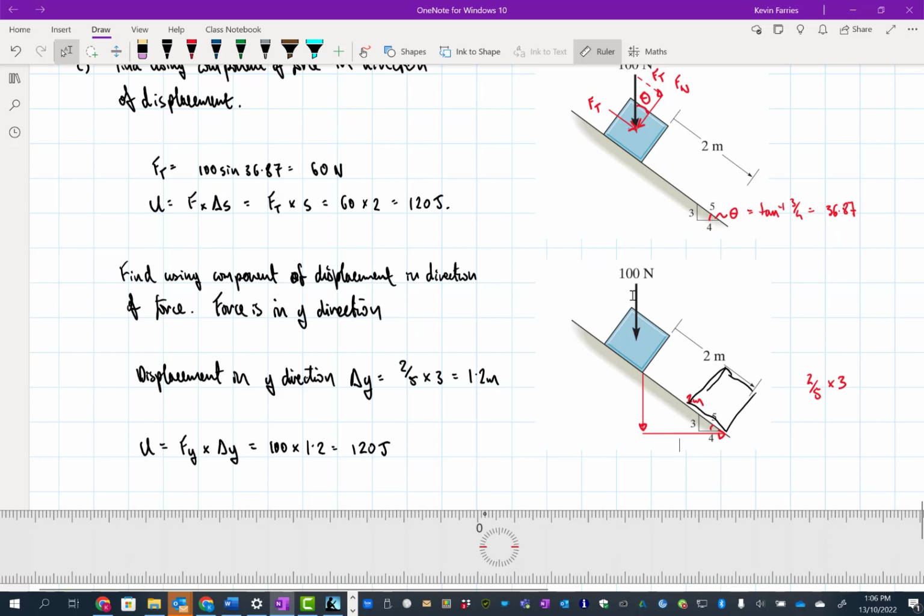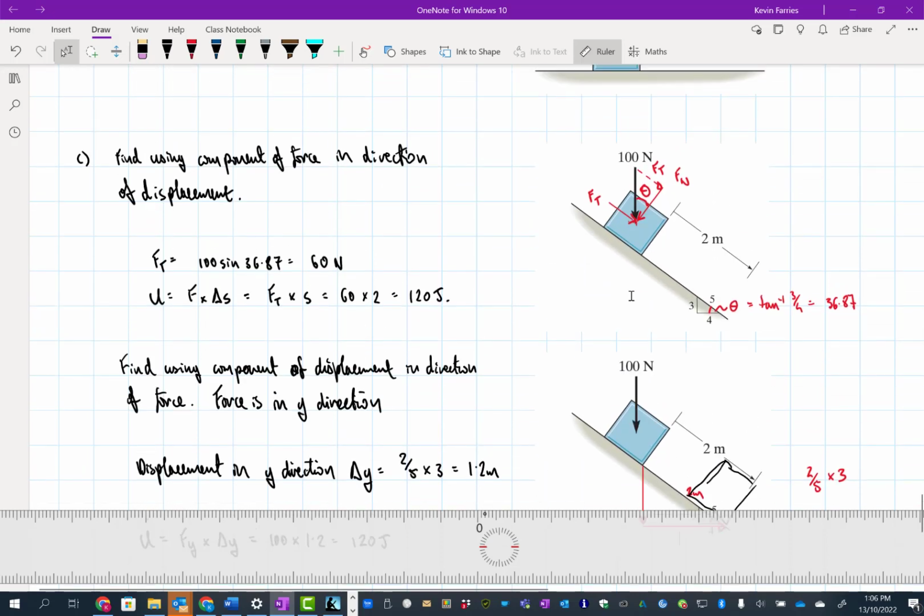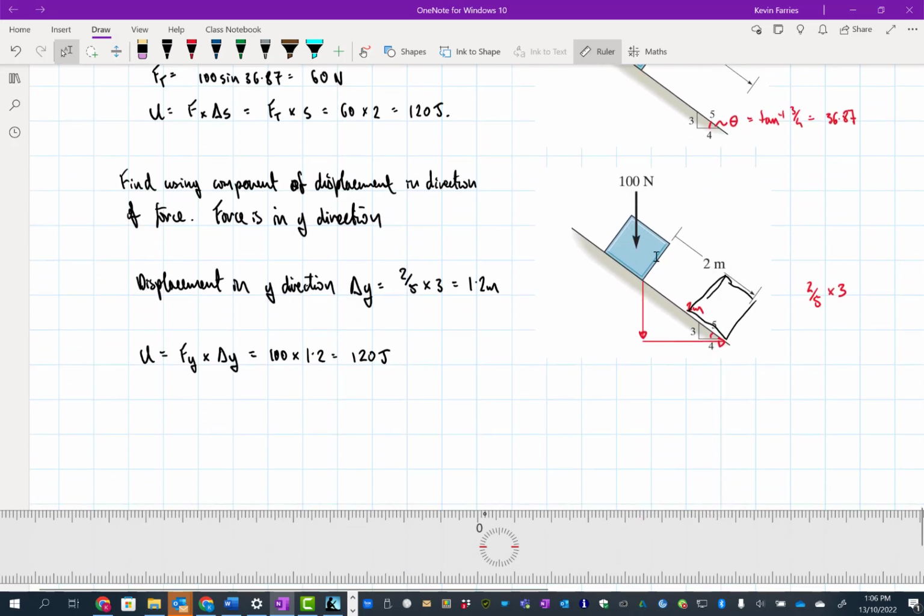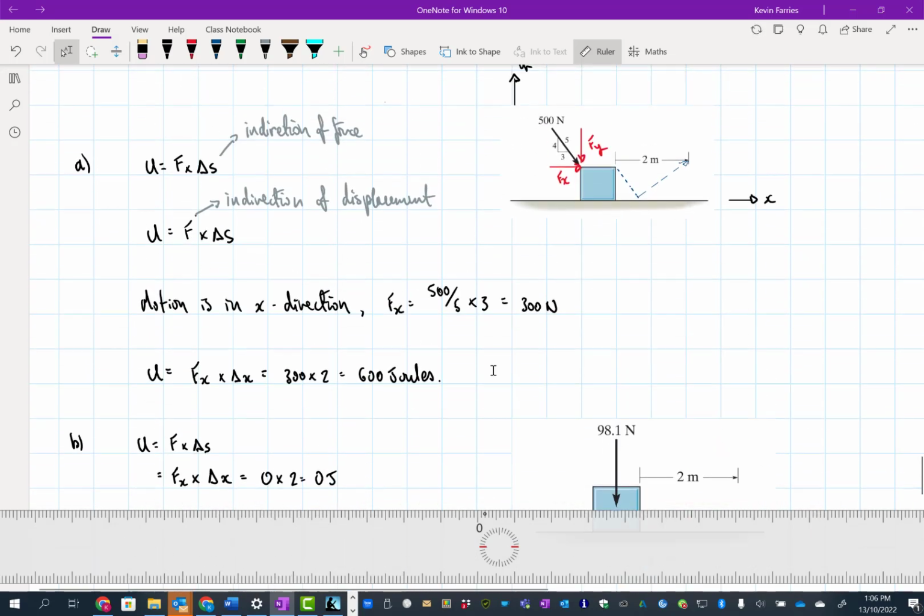Just checking, in reality, it depends what you take as your x and y coordinates. So I'm doing y downwards here because I'm just taking everything as positive. But even if you didn't, even if you took y upwards, it would be negative 100 times negative 1.2 because the force is going down and the displacement is also down. They're in the same direction. So you'd still end up with a positive answer. So it wouldn't matter. Last one.